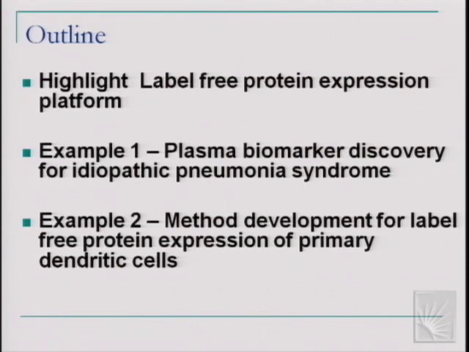With regards to the outline, I'd like to highlight the platform that we use for quantitative proteomics in biomarker discovery here, which is label-free protein expression. It's a shotgun proteomics method. You've heard many people this morning talk about that. I'm going to provide two examples. The first being a plasma biomarker discovery for idiopathic pneumonia syndrome. And the second, showing how I'm using these network tools in the early stages of method development for a label-free protein expression of primary dendritic cells from human subjects.